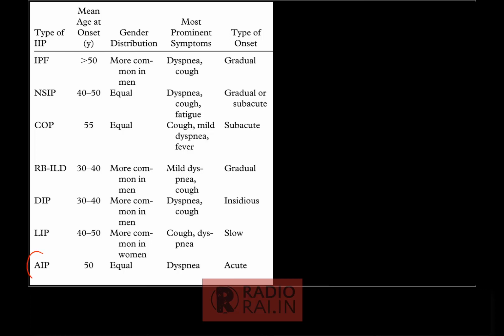Now acute interstitial pneumonia is nothing but ARDS without any cause. If the imaging also looks like ARDS, but we don't have any cause, then we call it acute interstitial pneumonia, thinking of an autoimmune cause.